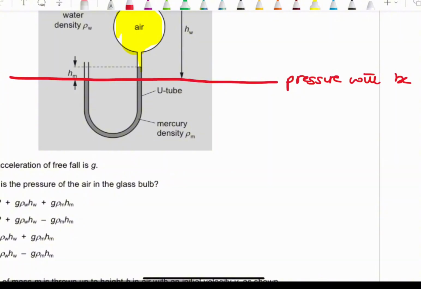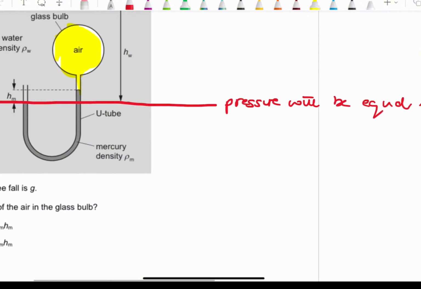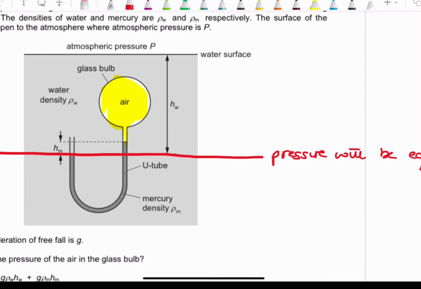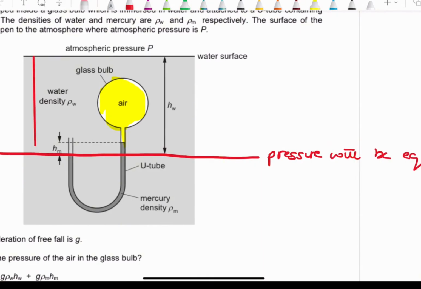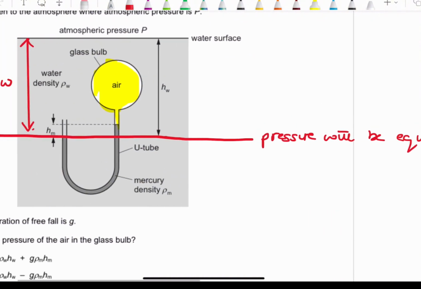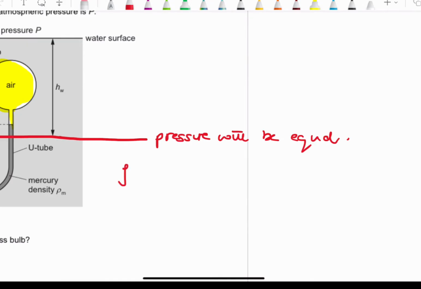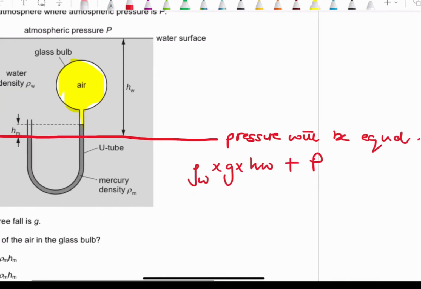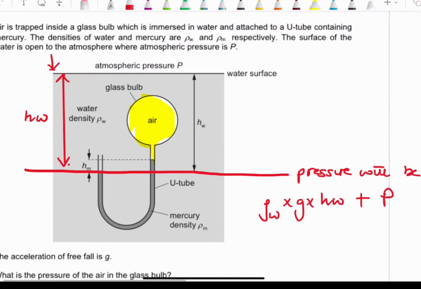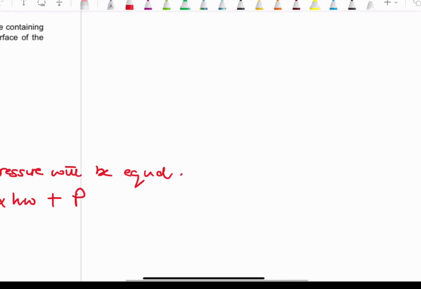So if we look at the side which is open to the air, this is open to atmospheric pressure plus the pressure due to the water. Look at this, this is HW, meaning that this is also HW. So the pressure is rho of water multiplied by g multiplied by HW, plus the atmospheric pressure, because there's the whole atmosphere above pushing down on the water. So it's pressure due to the water plus pressure due to the atmosphere.